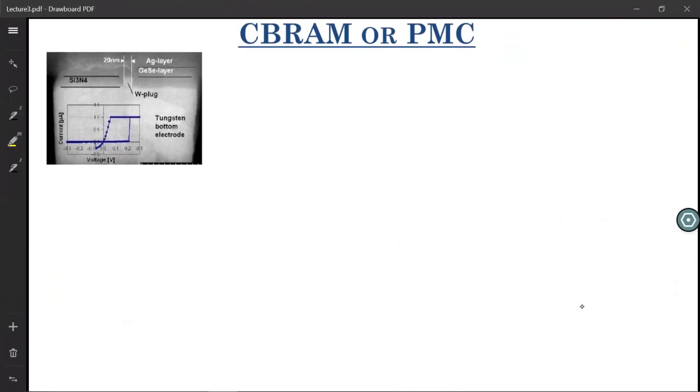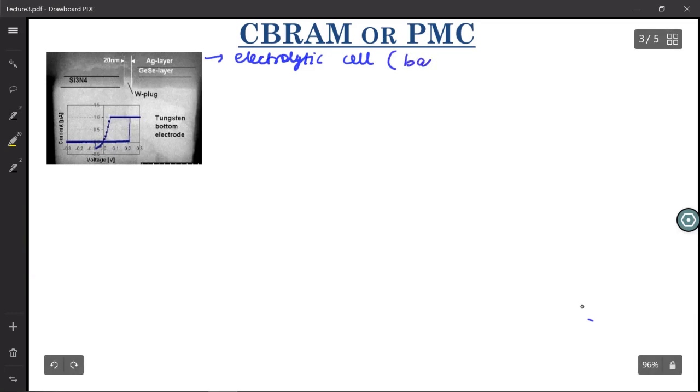So let me talk about this CB RAM in detail. What exactly is a CB RAM? CB RAM is actually an electrolytic cell. You must have read about electrolytic cells in class 12 chemistry. There, a redox reaction takes place at the anode, and similarly in CB RAM there is a redox reaction, and that redox reaction is responsible for the memory behavior. How, we shall see later. So it's kind of an electrolytic cell based on redox reactions.